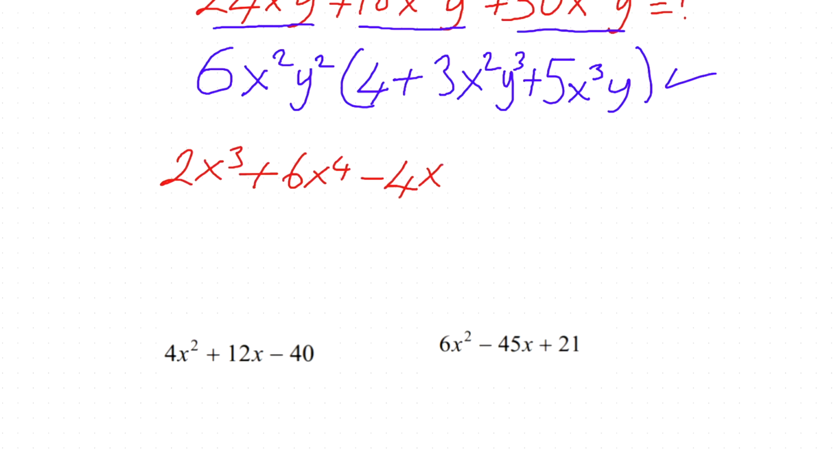2 and x cubed are common in all, right? So probably you already saw it. 2x cubed is in common in all. 1 is left over for the first one, plus 6 over 2 is 3x, minus 4 over 2 is 2. X to the power of 5 over x to the power of 3 is just x squared. That will be your answer for this one.